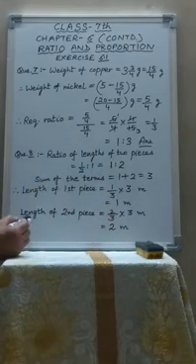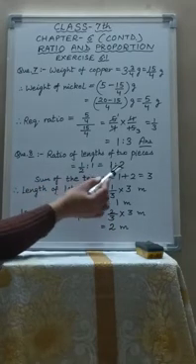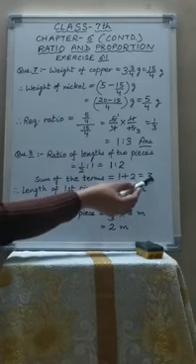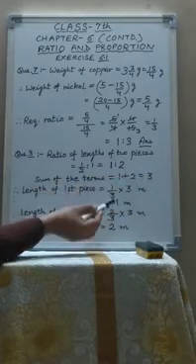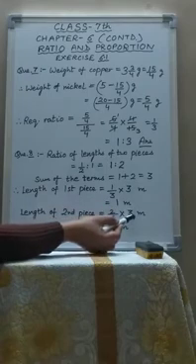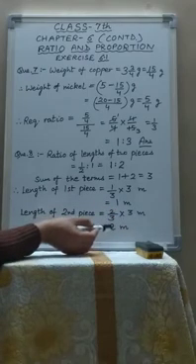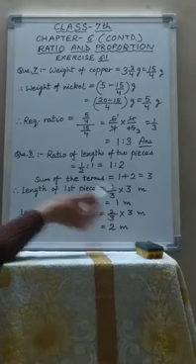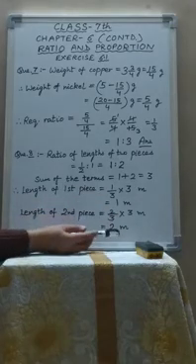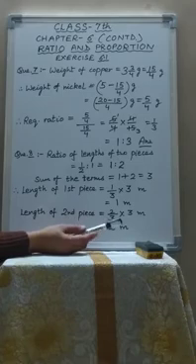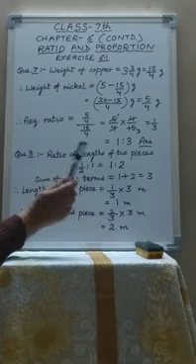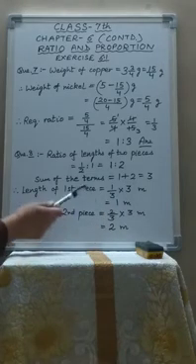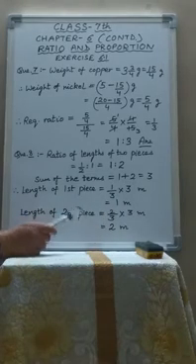And similarly you will find the length of second piece. The ratio of the second piece is 2. So 2/3. The sum of the ratios is 3. 2/3 multiplied by total length, that means 3 meter. So this comes out to be 2 meters. So the length of the first piece is 1 meter and the length of the second piece is 2 meter. You can check your answer. See, 1 plus 2 is 3. And what was the total length of the pole? 3 meter only. So that means you have calculated it correctly.